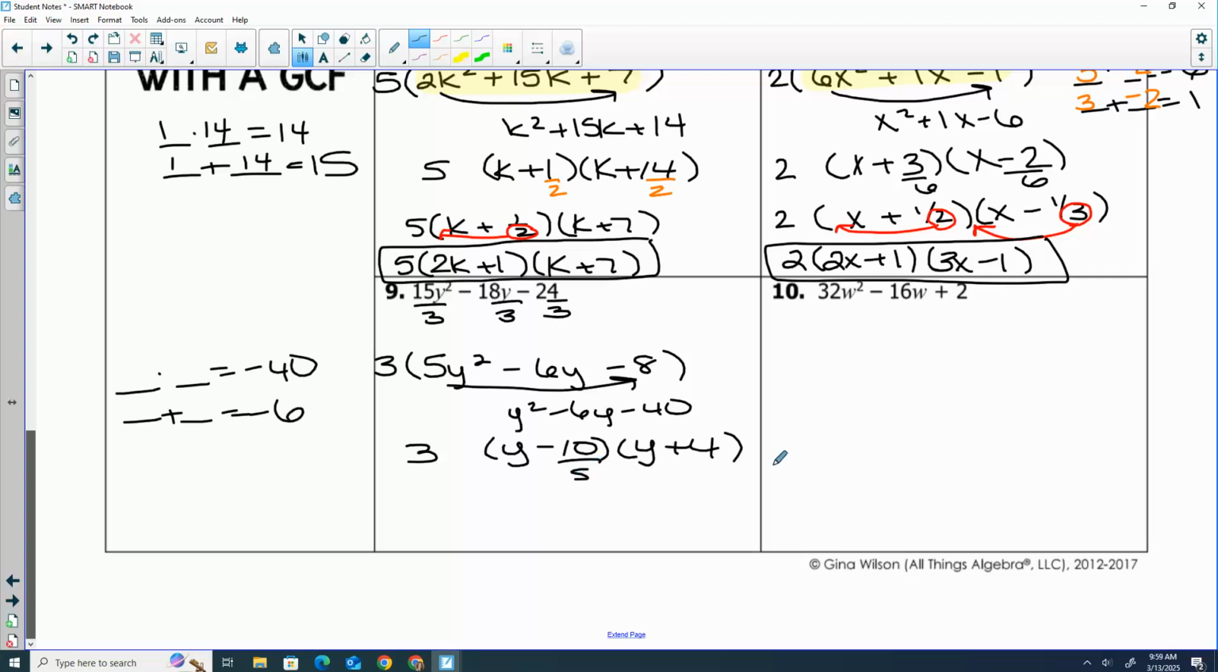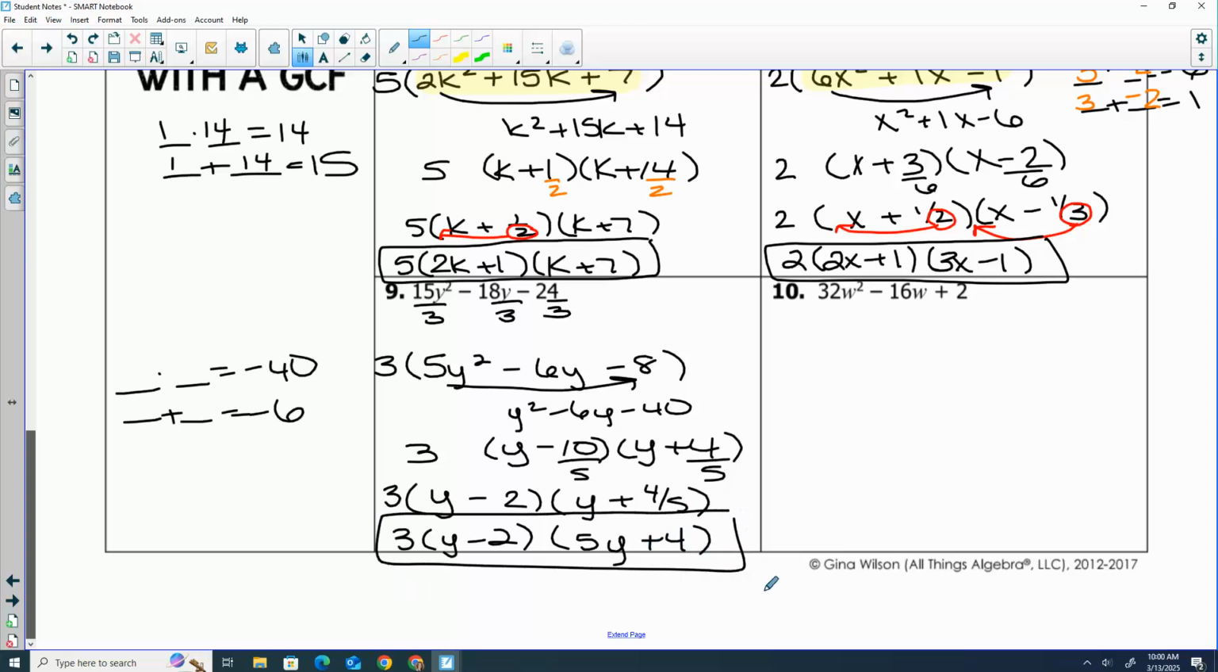Now we have to divide these things by 5. 10 divided by 5 is 2. We can't do 4/5. So our final answer, we have the 3, y minus 2, and then we slide that 5 back in front, 5y plus 4. How did we do on this?